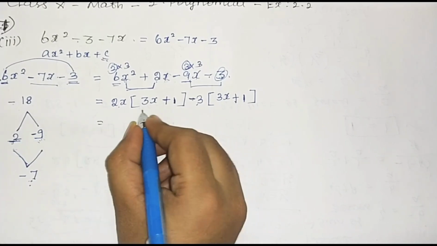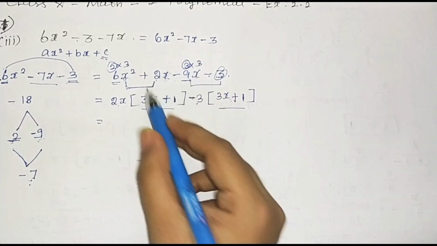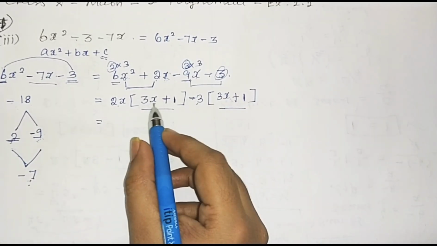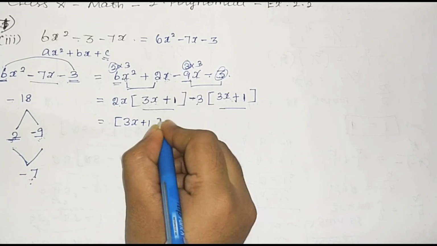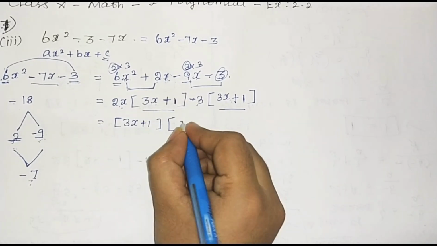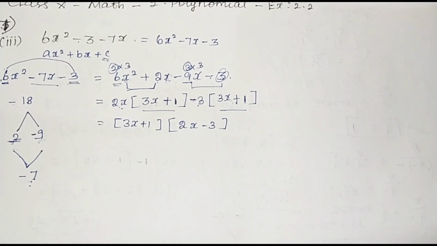See, both the bracket answers are the same. If the answers are not the same in the bracket, you did some mistake, so check it. Now here the brackets are the same. So the bracket is 3x plus 1. What is the remaining? 2x minus 3. So 2x minus 3. Now we find the zeros of the polynomial.